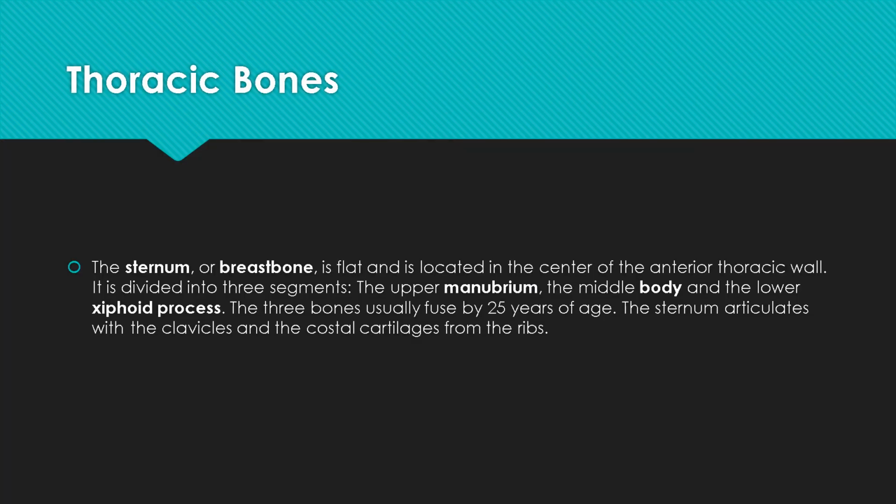The sternum is found on the ventral side of the body, and it's made up of segments that are typically fused by the age of 25 years old. And the points of fusion are going to be marked by those transverse ridges, just like we saw in the sacrum.